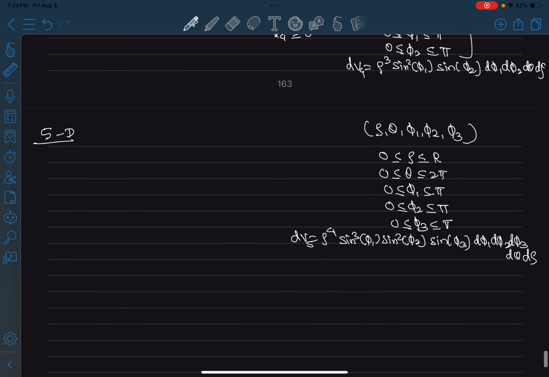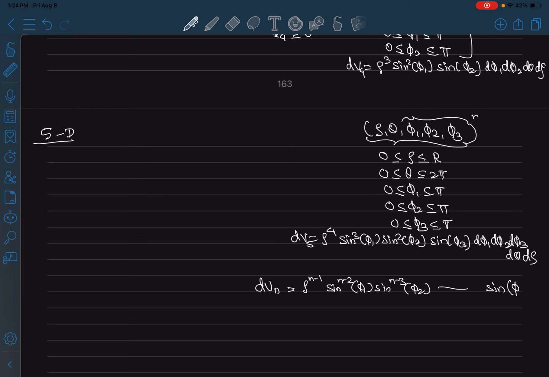Now if you see the pattern, for the nth dimension, dVn will be something like rho to the power n minus 1, and then sine to the power n minus 2 of phi 1, sine to the power n minus 3 of phi 2. The last one will just be sine, but at this point there are n minus 2 such polar angles, right? Because there are n coordinates, so there are n minus 2 of these angles. So phi of n minus 2, and then d phi 1, d phi 2, up to d phi n minus 2, d theta, d rho.